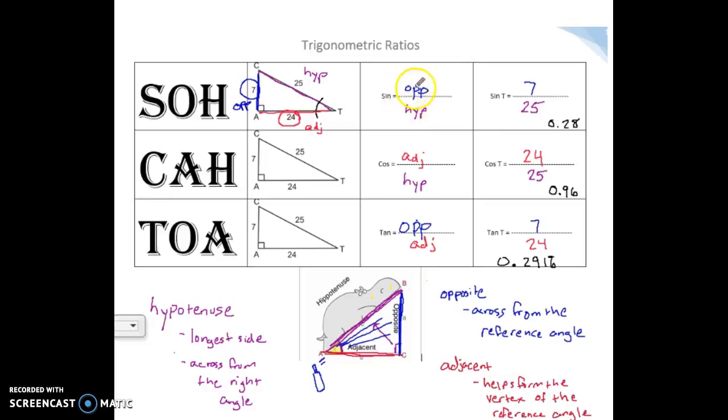Okay, so we have to know the parts of the right triangle, and then you need to just know these ratios. Sine equals opposite over hypotenuse, cosine equals adjacent over hypotenuse, tangent equals opposite over adjacent. We remember that by this little mnemonic device, SOHCAHTOA.